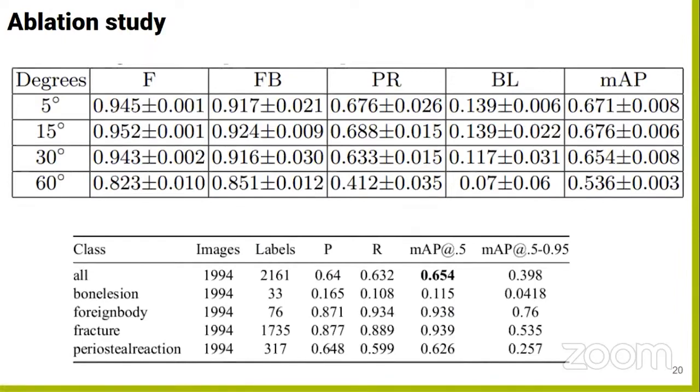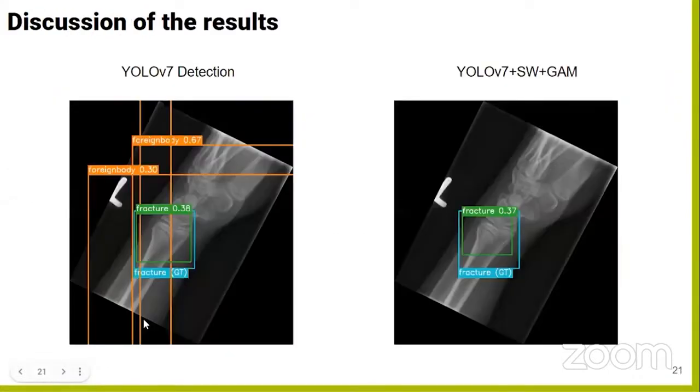And in this table, you can find the detailed results for the precision and recall for the winner model for all of the classes, each one separately. Now let's see real images to see the effect of our winner model. Using YOLO itself for this image, you can see that it wrongly predicts the edges of the image as foreign bodies. While this problem didn't exist in our modified version, it predicted correctly that there's a fracture.